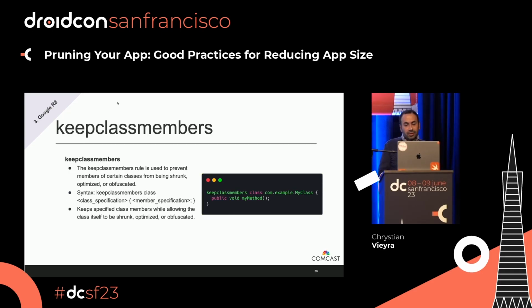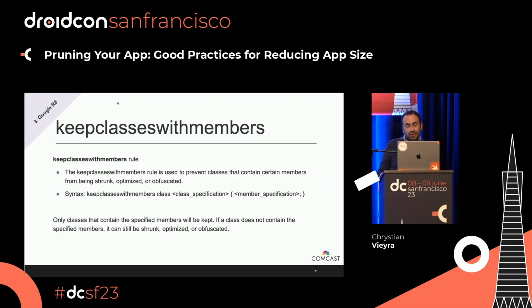We also have other fancier ways to do it. We have keep class members. This rule will prevent certain members inside the class from being obfuscated and shrunk. And there's a third and final rule, which is keep classes with members. Using this will prevent classes that contain certain members from being removed. So you have many options to make it as optimal as possible for you.